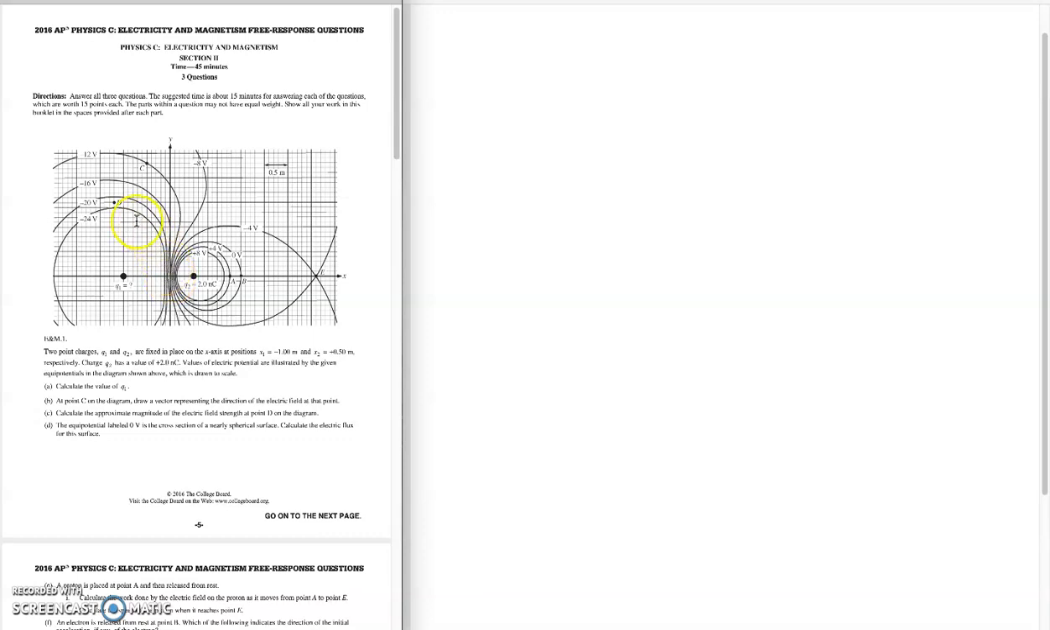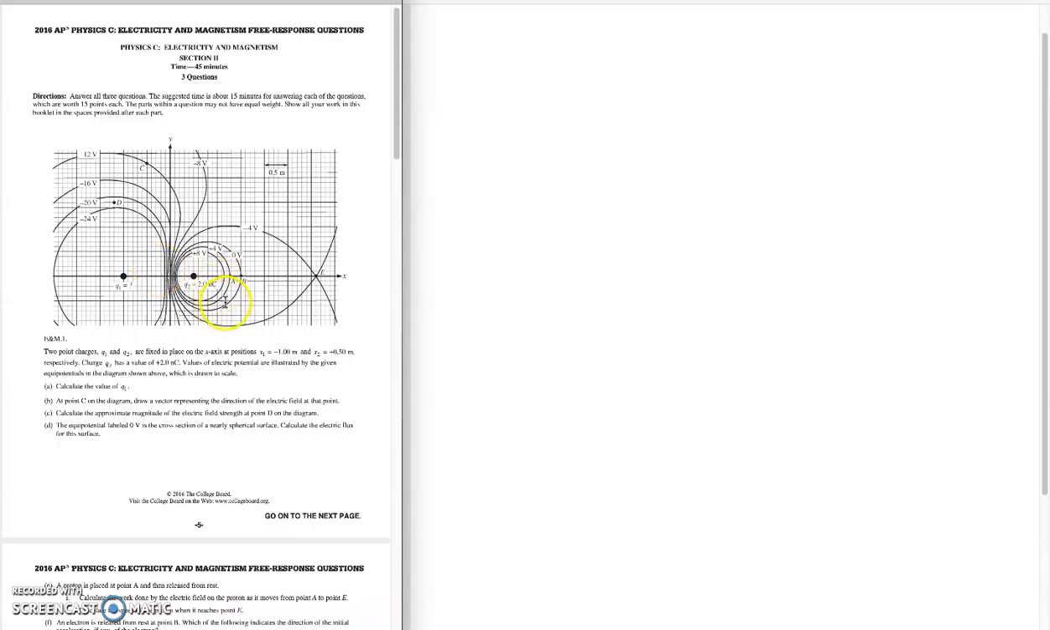And remember, these equipotential lines are like a topographical map that shows elevation, except these elevations are measured in volts. The fact that the lines curving around the unknown are negative, and as you move away from this unknown charge, it gets less negative, indicates that this is going to be a negative charge. So part A, calculate the value of Q1.